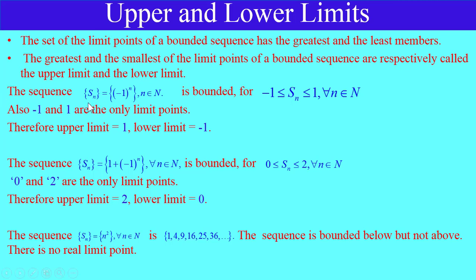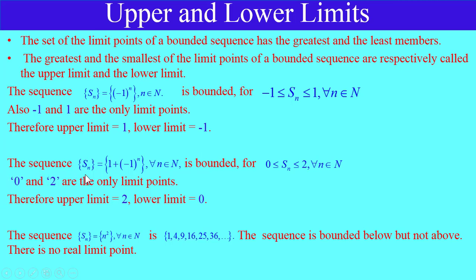The sequence Sn is equal to (-1)^n, n belongs to N, is bounded, for -1 ≤ Sn ≤ 1 for all n belongs to N. Also -1 and 1 are the only limit points. Therefore, upper limit is equal to 1 and lower limit is equal to -1.